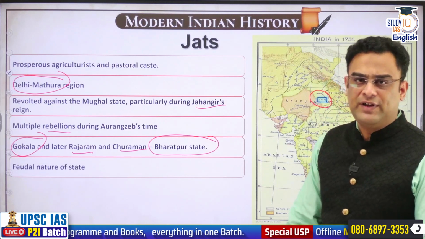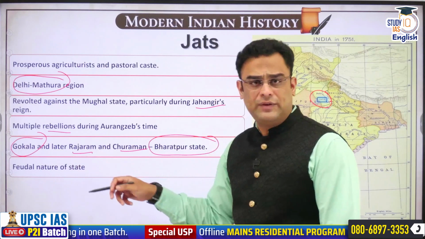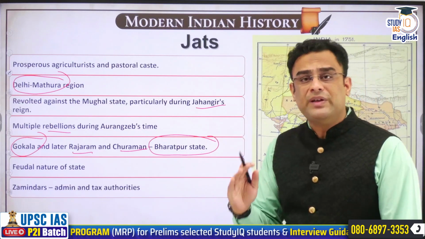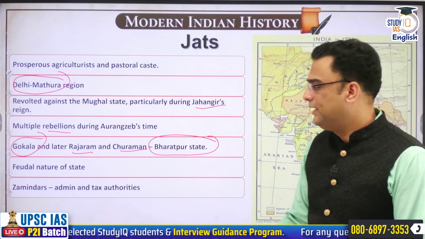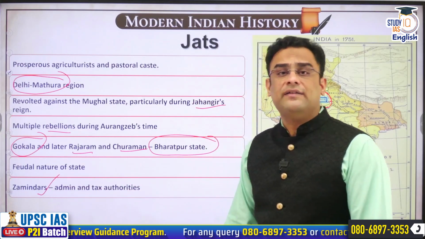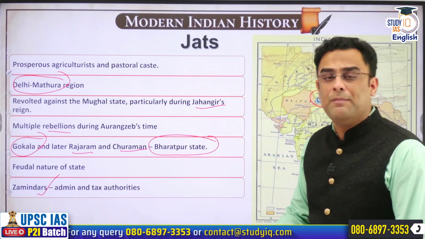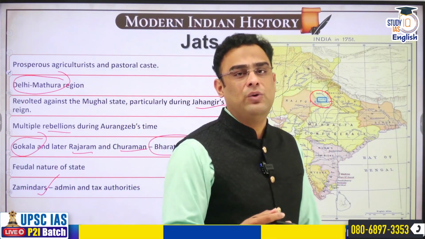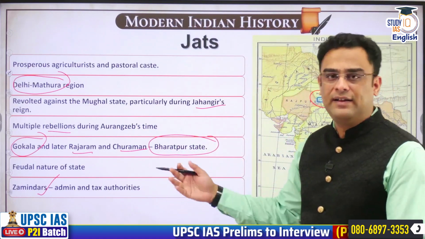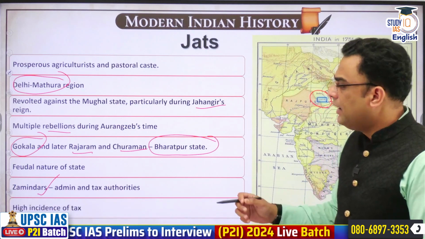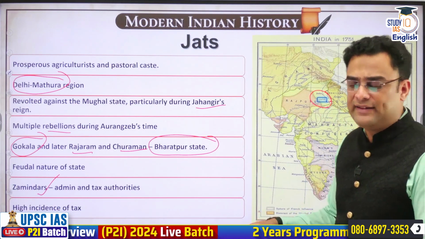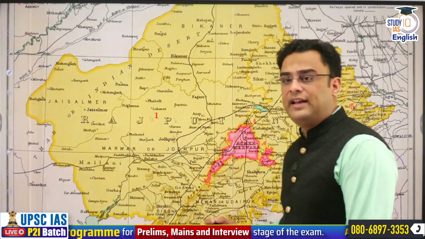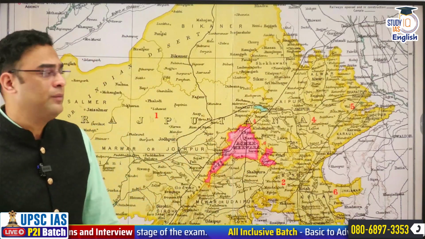The nature of the Jat state was feudal, because the Jats themselves being agrarian, connected with land and big zamindars, consequently the state that they established was feudal in nature, and this state obviously had zamindars in very important positions. Major administrative roles and tax collection roles were assigned to zamindars who were within the extended kinship of the rulers. It also had a high incidence of tax, and according to some sources, the incidence was even higher than under the Mughals.